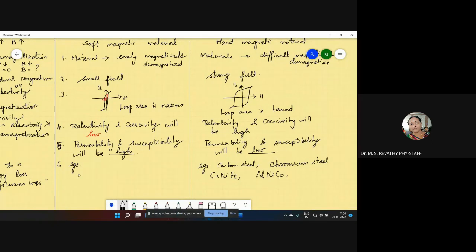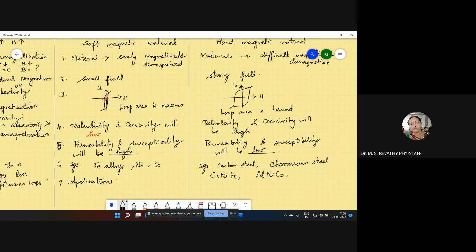Soft magnetic material, I think you remember, iron. Alloys of iron mostly are referred to as soft magnetic material. Even nickel and cobalt can be considered soft magnetic material because they easily respond to the applied magnetic field. So this is the difference we have seen, and in the end we have to conclude with the applications. Where are these soft magnetic materials used, and where are these hard magnetic materials used?